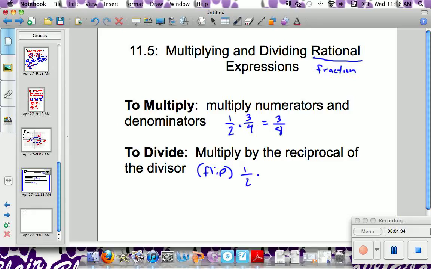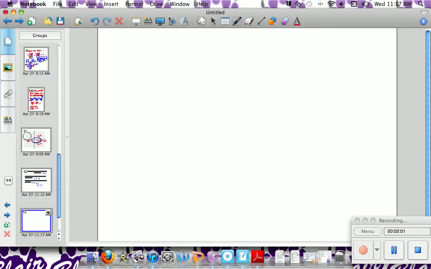If I were to divide 1/2 by 1/3, I would say, all right, I'm going to multiply by the reciprocal. And the reciprocal of 1/3, we would flip it, 3/1. Multiply straight across, 3/2 would be my answer. Now today we're going to take those two concepts, but we're going to work with some variables and with some rational expressions. So example number 1, these are examples.